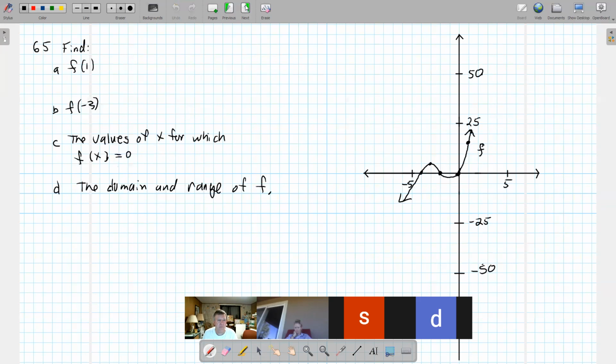Next example. Okay, now we're going to kind of mix the two ideas together. First of all, find f of 1. So f of 1, when x is 1, y is 3.